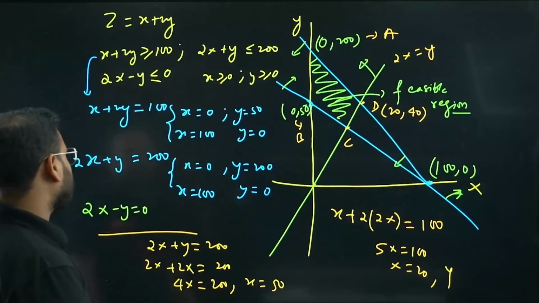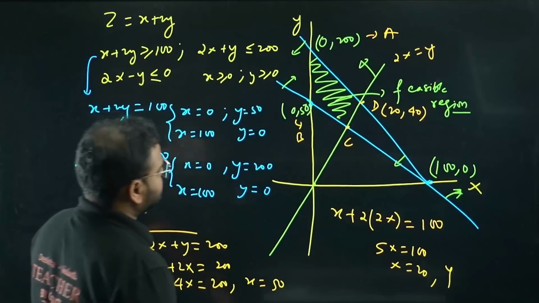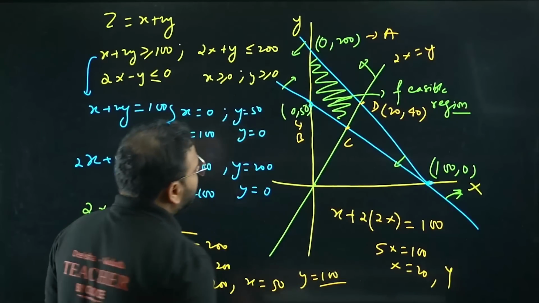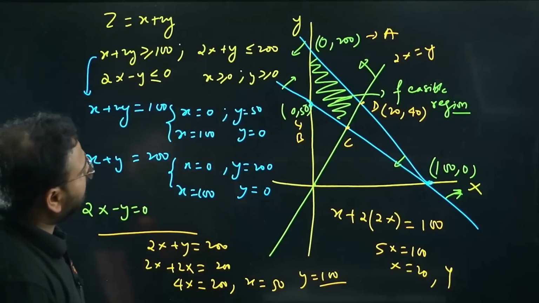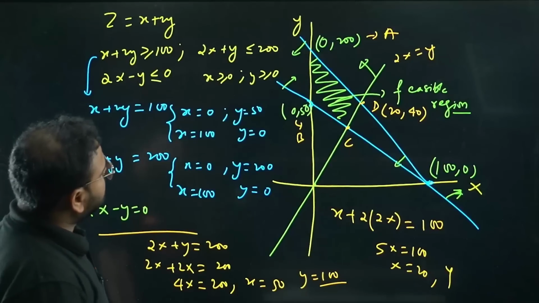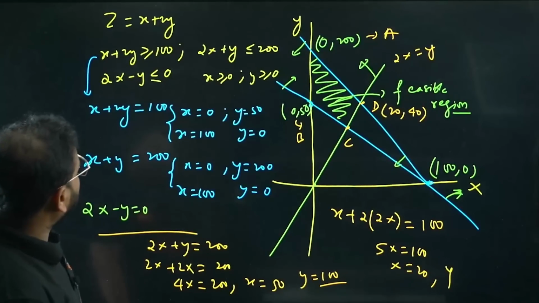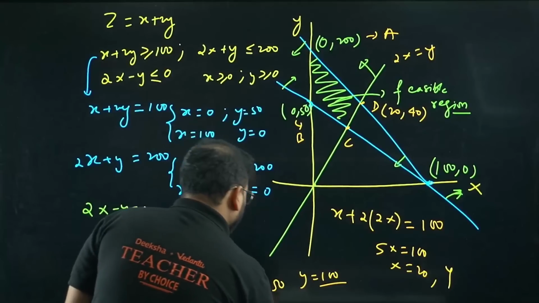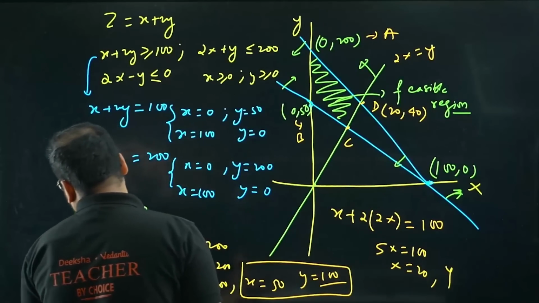And y will be equal to what, sir? Y will be equal to 100. Have a look. Y will be equal to 100. Okay. I think I've taken the point incorrectly. I have to take this point again. 50 into 100. Of course, I've taken the wrong line.